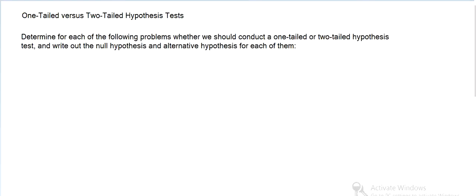I've got a question about determining whether we use a one-tailed or a two-tailed hypothesis test. So I made up a few examples. We want to determine for each of these whether we should conduct a one or two-tailed hypothesis test and write out the hypotheses for them.